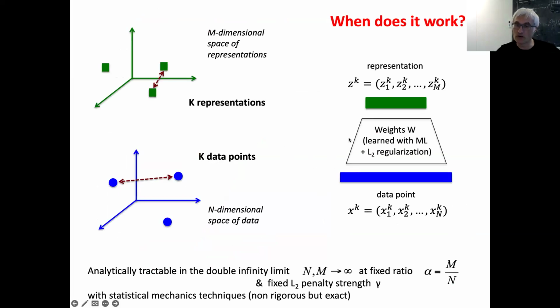We can actually deal with this analytically with this model in the limit of over-parameterized machines, where the size of the input layer and the size of the representation layer goes to infinity at a fixed number of data points. But in order to make this model non-trivial, we impose some strong regularization on the weights. We can use statistical mechanics techniques, which are not rigorous but we believe give exact results, like the replica method from the statistical physics of disordered systems, to understand what is going on.